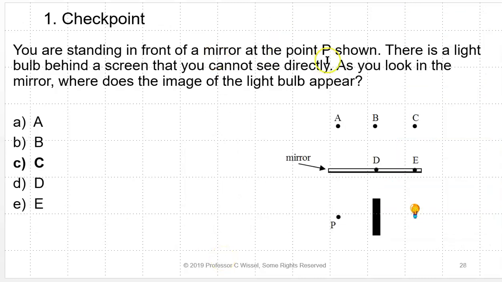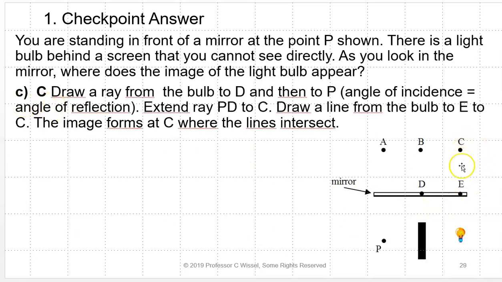You're standing in front of a mirror at point P, as shown. There's a light bulb behind the screen that you cannot see directly. As you look in the mirror, where does the image of the light bulb appear? It's going to appear at point C. So you draw a ray from the bulb at D to P, because you know it's going to bounce off. The angle of incidence equals the angle of reflection. You extend the ray PD to C, and then draw a line from B to C to E. The image will form right here at C, where the lines intersect.